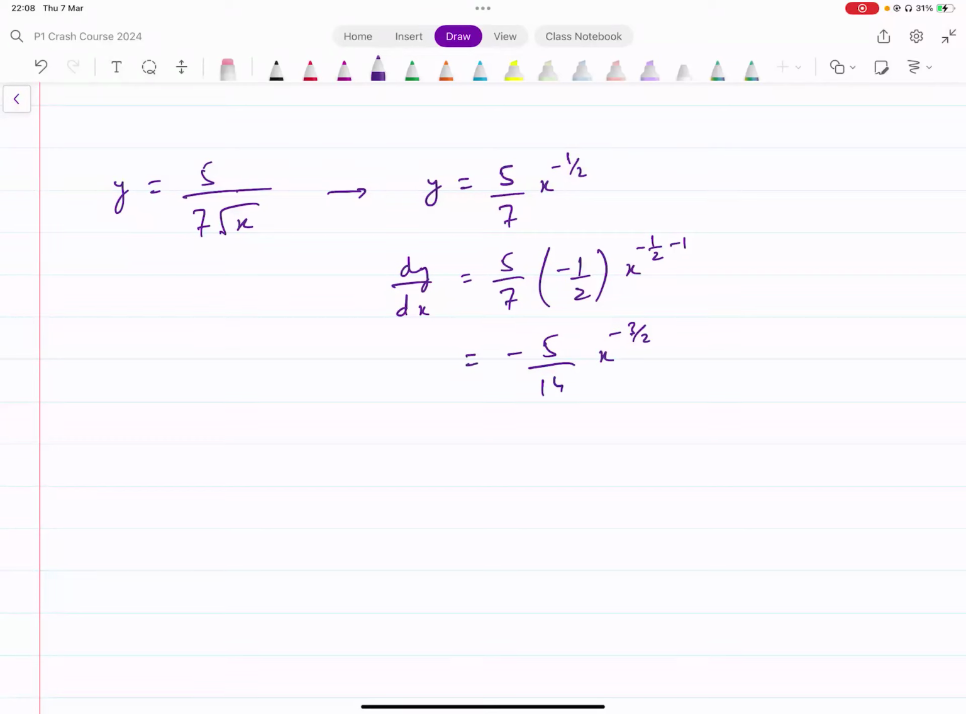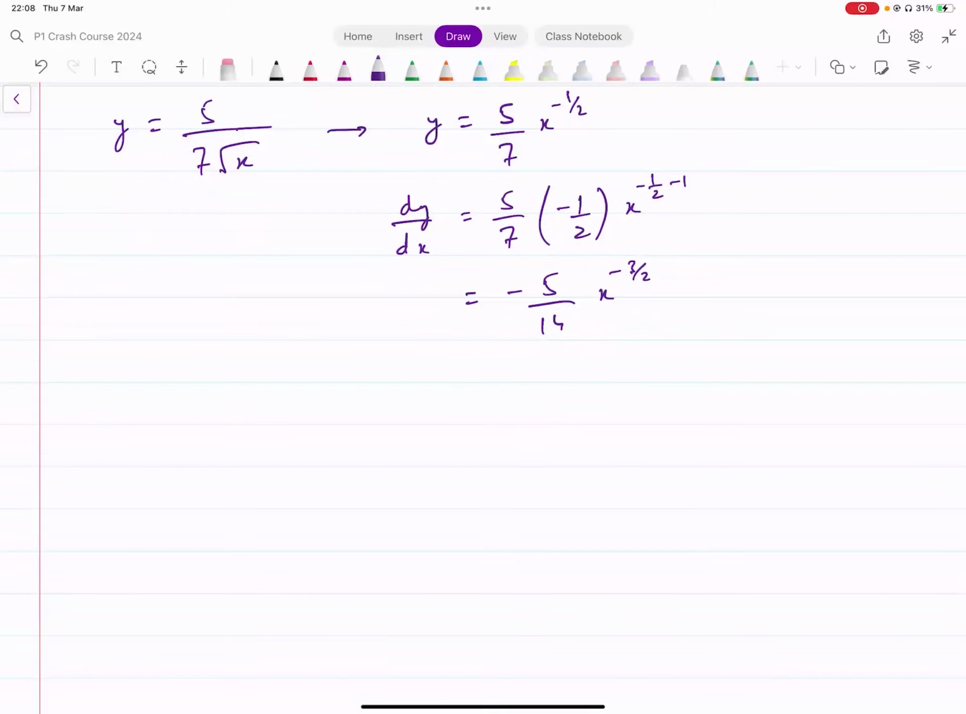All right. Any problem with this? No? Okay. Now, let me just write down a few more examples.